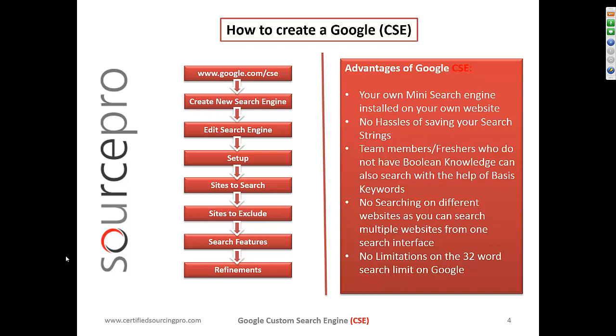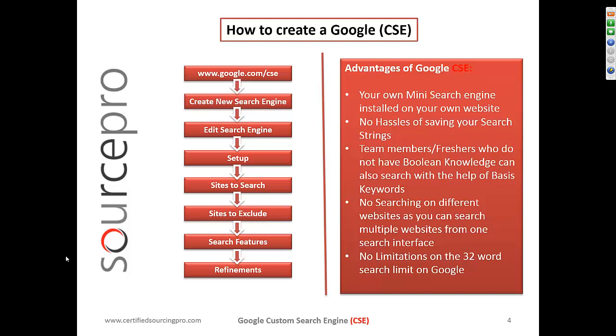Again, like I said, in a single CSE you can search for multiple sites. You do not need to make different search strings for different sites, or big search strings like site colon linkedin.com, site colon twitter.com, and then use different keywords. You can directly have multiple websites on a single platform, on a single search engine.